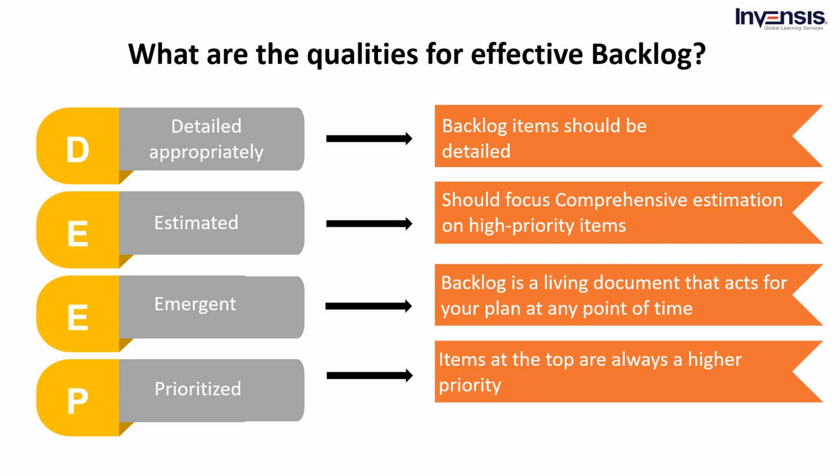Estimated. You should focus comprehensive estimation on high priority items. Once you refine your backlog and add more details to top priority items, you can improve your estimation. They can help you estimate accurately, and practices reflect the reality of an item from the customer's perspective. It is difficult to estimate lower priority items properly. Your estimation will be a guess when you are further down the priority list, as you don't have all of the information at the primary stage.